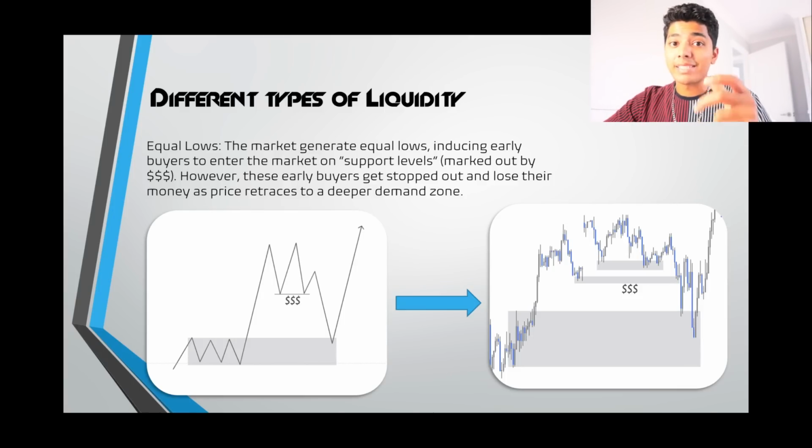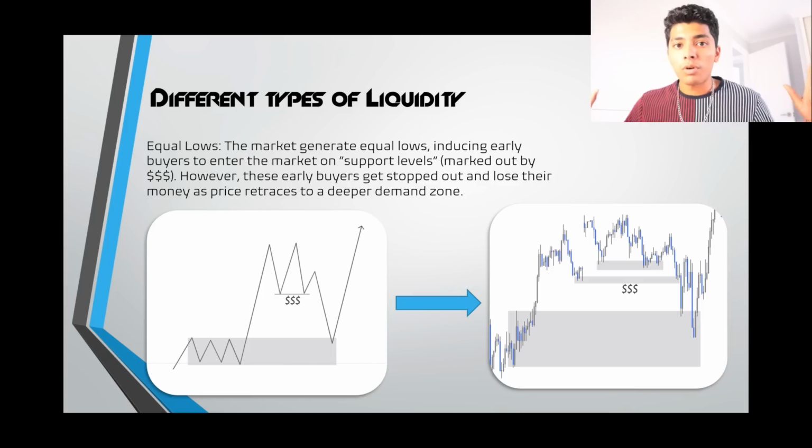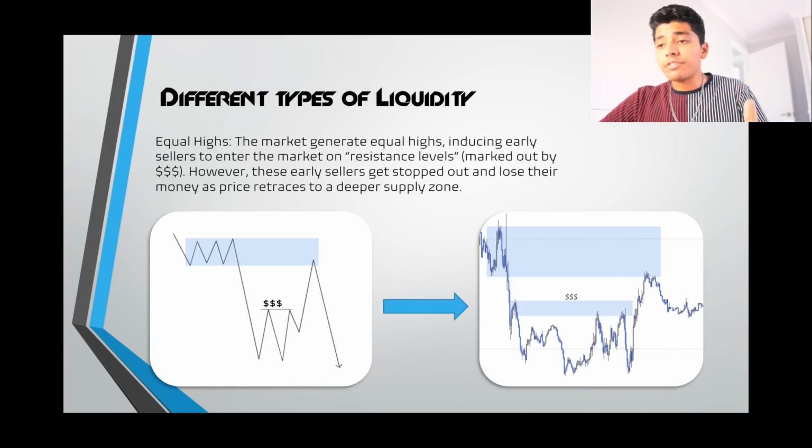All right. So again, same thing. You got to think outside the box. You can't be like the 95%, because if you are, you're not going to be profitable. Straight up, you're not going to be profitable. All right. Different types of liquidity, right?